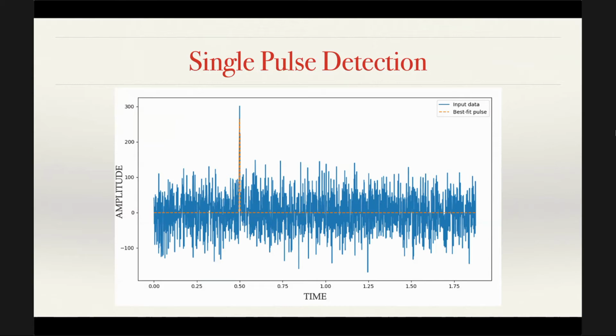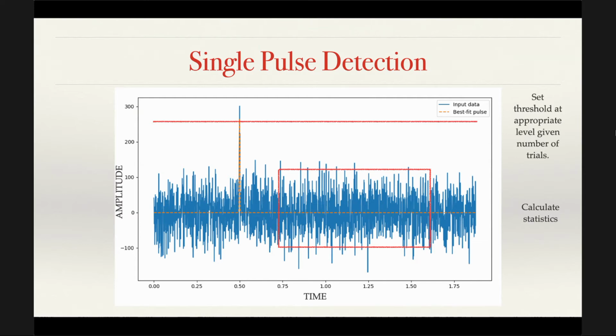So how do we actually do the single pulse detection? Well, we've tried all of these different dispersion measures. So how are we going to decide whether at each of those dispersion measures we have a signal of some significance? So the thing we will do is we'll take a region of this data and we will calculate some statistics. We'll calculate the root mean square, we'll calculate the mean, and maybe even the higher order statistics. Then we'll use that and compare it to the amplitude of the signal. So we'll set a threshold at an appropriate level given the number of trials that we're doing and the statistics of the noise in the data.